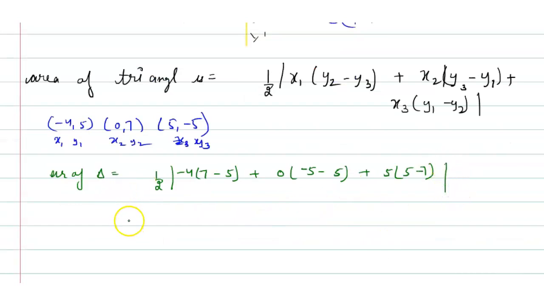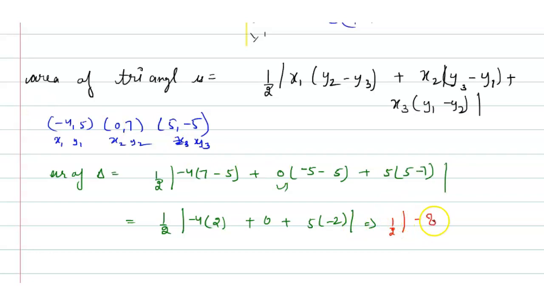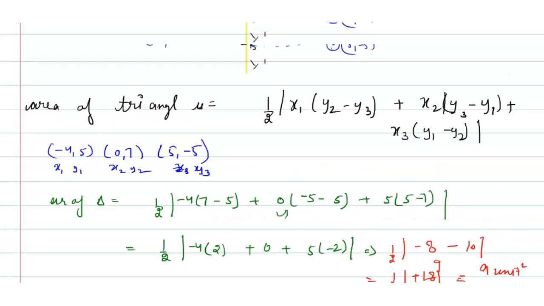Now further simplify this. So we will get area of triangle: -4 times (7 minus 5 is 2), plus 0 multiplied with any number is 0, and 5 times (-2), equals 1 upon 2, here 4 2s are 8, 5 2s are 10, 10 minus 8 minus 10 is -18. Here is the mod, so the negative will convert into positive. 2 1s are 2, 2 9s are 18, so the answer is 9 units square. So this is the area of the first triangle.